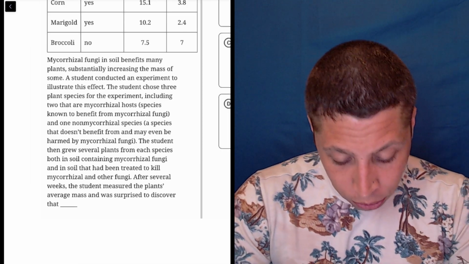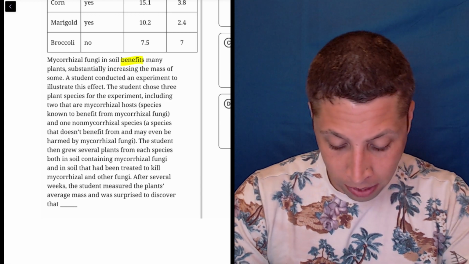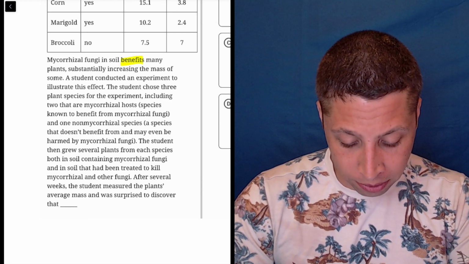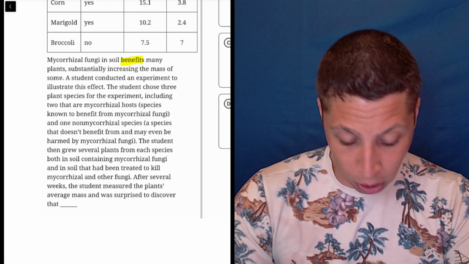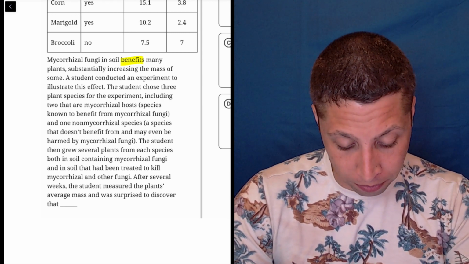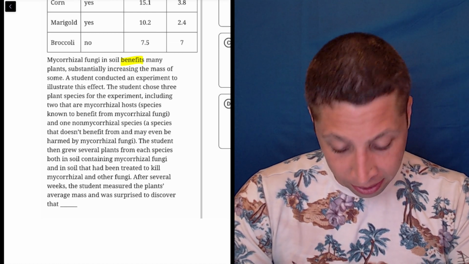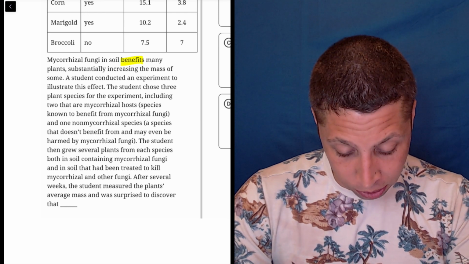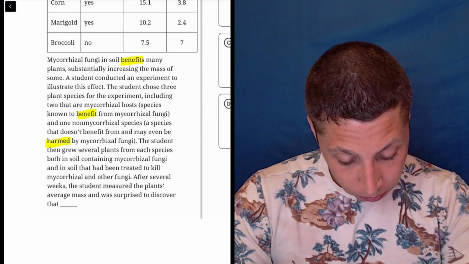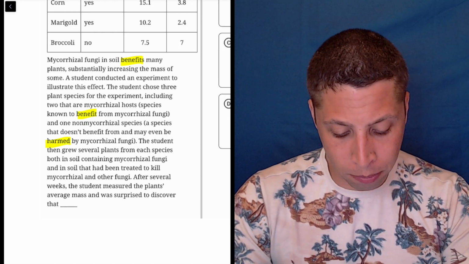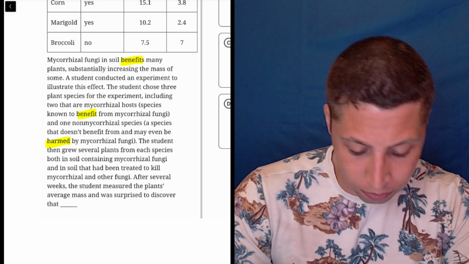This kind of fungi in soil benefits many plants, substantially increasing the mass of some. So, benefits. A student conducted an experiment to illustrate this effect. The student chose 3 plant species for the experiment, including 2 that are host species, known to benefit from the fungi, and 1 non-host species, a species that doesn't benefit from and may even be harmed by it. So, okay, some benefit, some are harmed. The student then grew several plants from each species, both in soil containing the fungi and in soil that had been treated to kill the fungi.